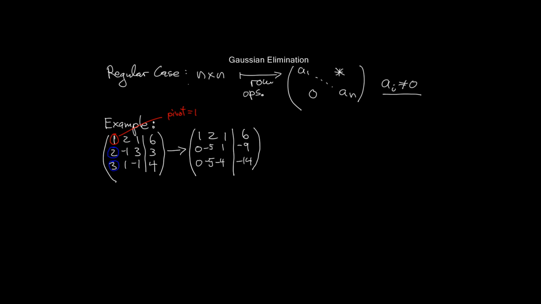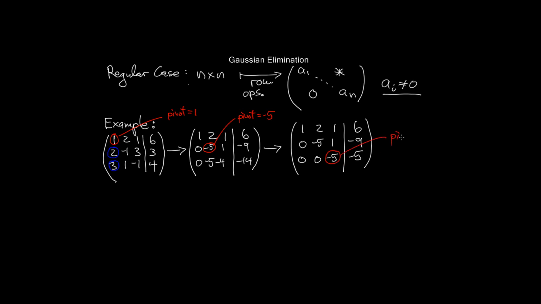And now you look at the second column and you can use this minus 5, that's the next pivot, and you can use that to kill everything below it. In this case you just add, you multiply by minus 1 and add it to the row below, so the first two rows stay the same. And the last row becomes 0, 0, minus 5, and now you're done. You've applied row operations, and you've got some non-zero entries on the diagonal, and this third one is also called a pivot, and all three pivots were non-zero.